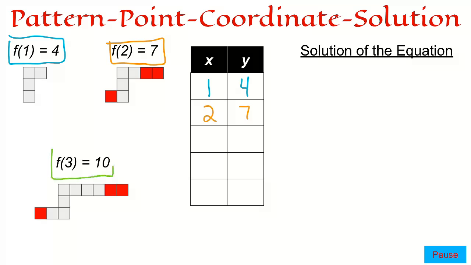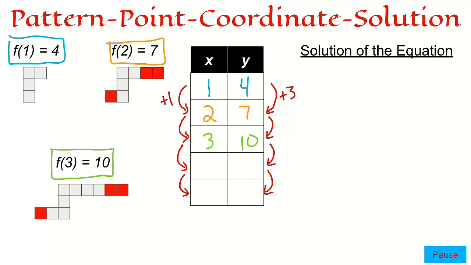When x is 3, the figure number is 3. The number of tiles is 10. The y value is 10. And this pattern continues on. We can see that as the x value, or the figure number, increases by 1, the y value, or the number of tiles, increases by 3. And that will continue on. So we can fill in the table.